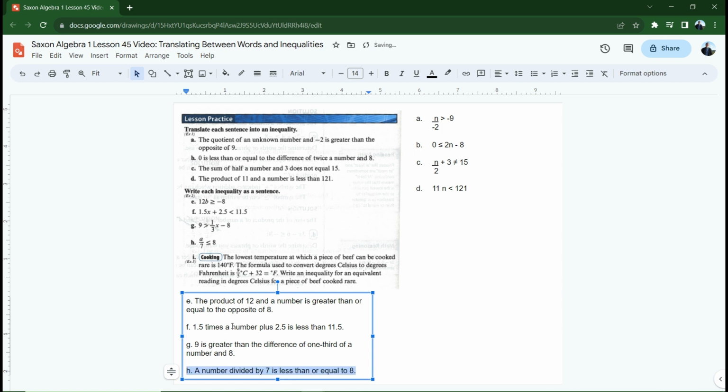All right, and then lastly, a number divided by 7. You have to say a number for variables is less than or equal to 8. You could also say the quotient of a number and 7 is less than or equal to 8.